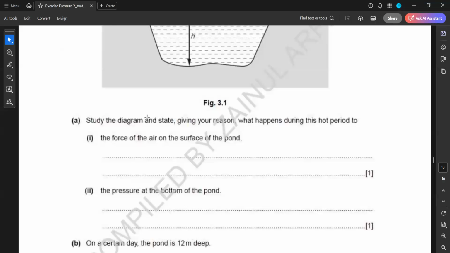One is because the surface area is decreasing. Another one, the depth is decreasing as well. Is it clear? Yes, sir.